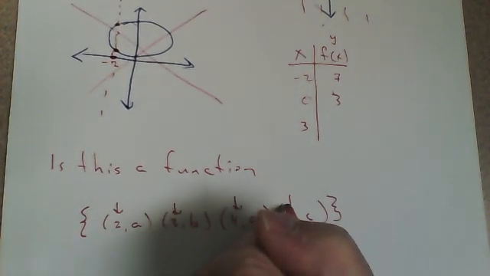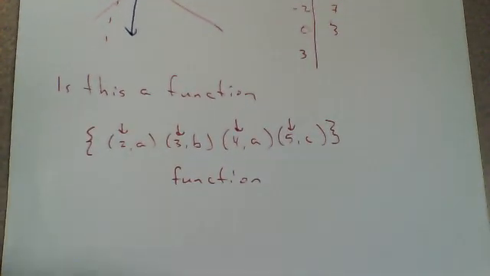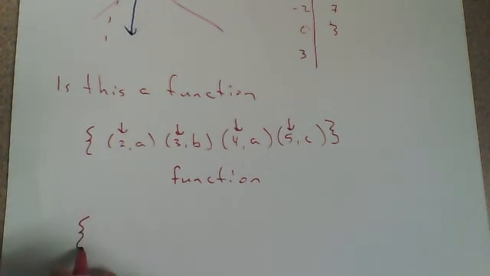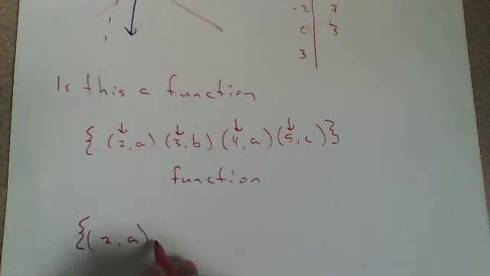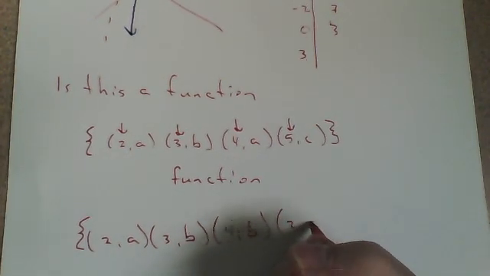Do they repeat? Does anything repeat under the x? Do I have 2, 3, 4, and 5? Nothing repeats. So this can be a function, right? If I have the same, let's see, let's go 2A, 3B, 4B, 2C.